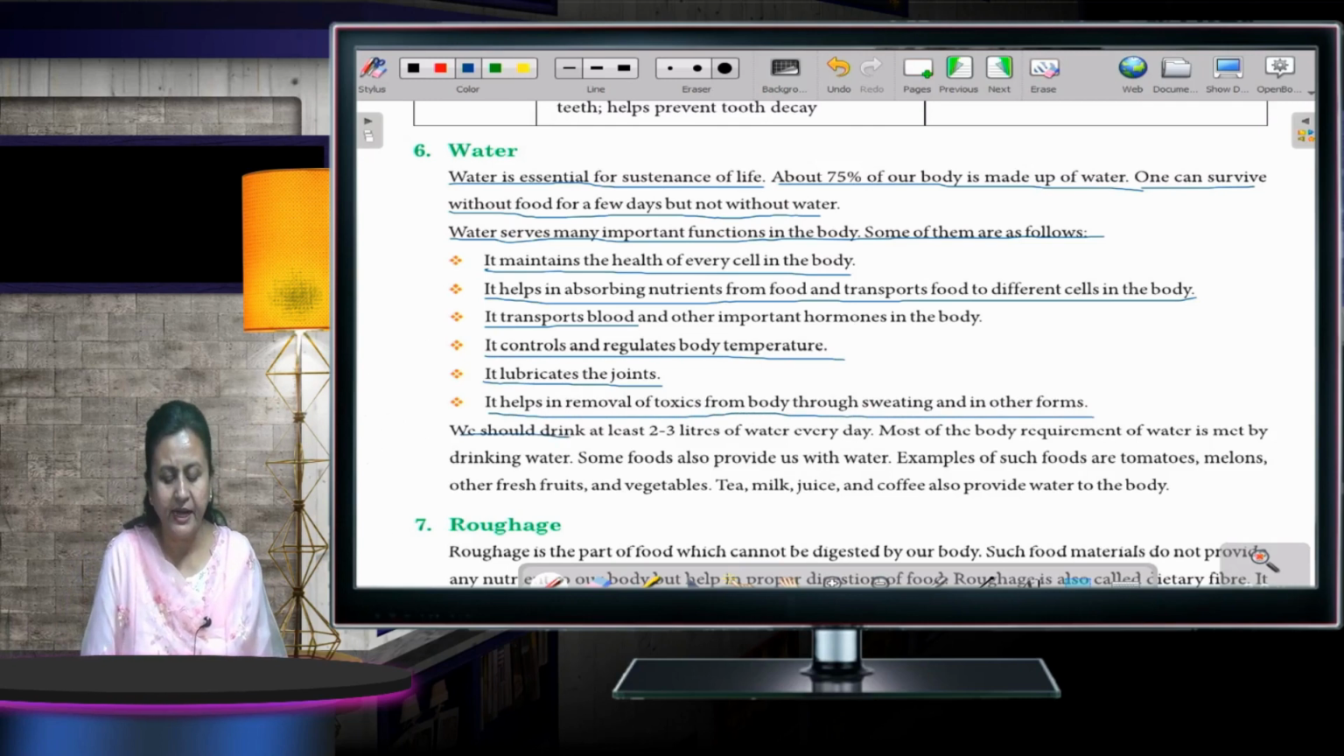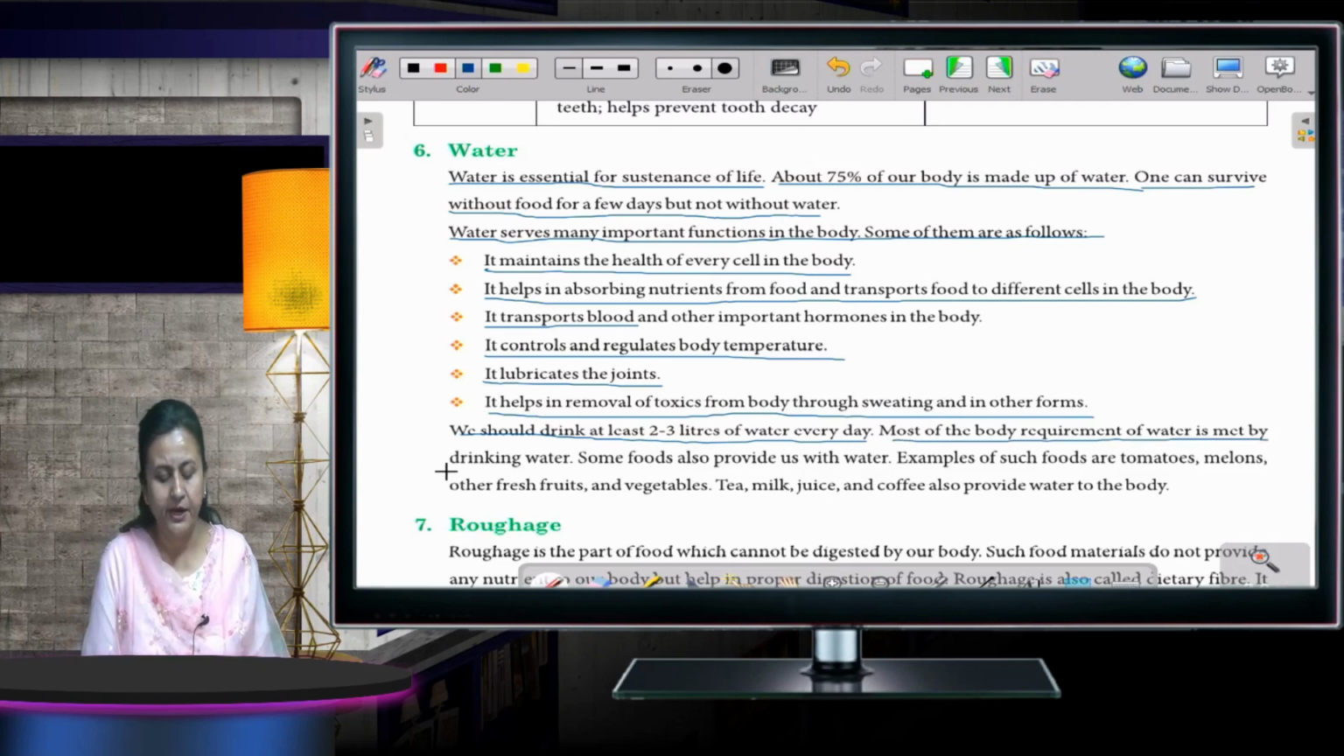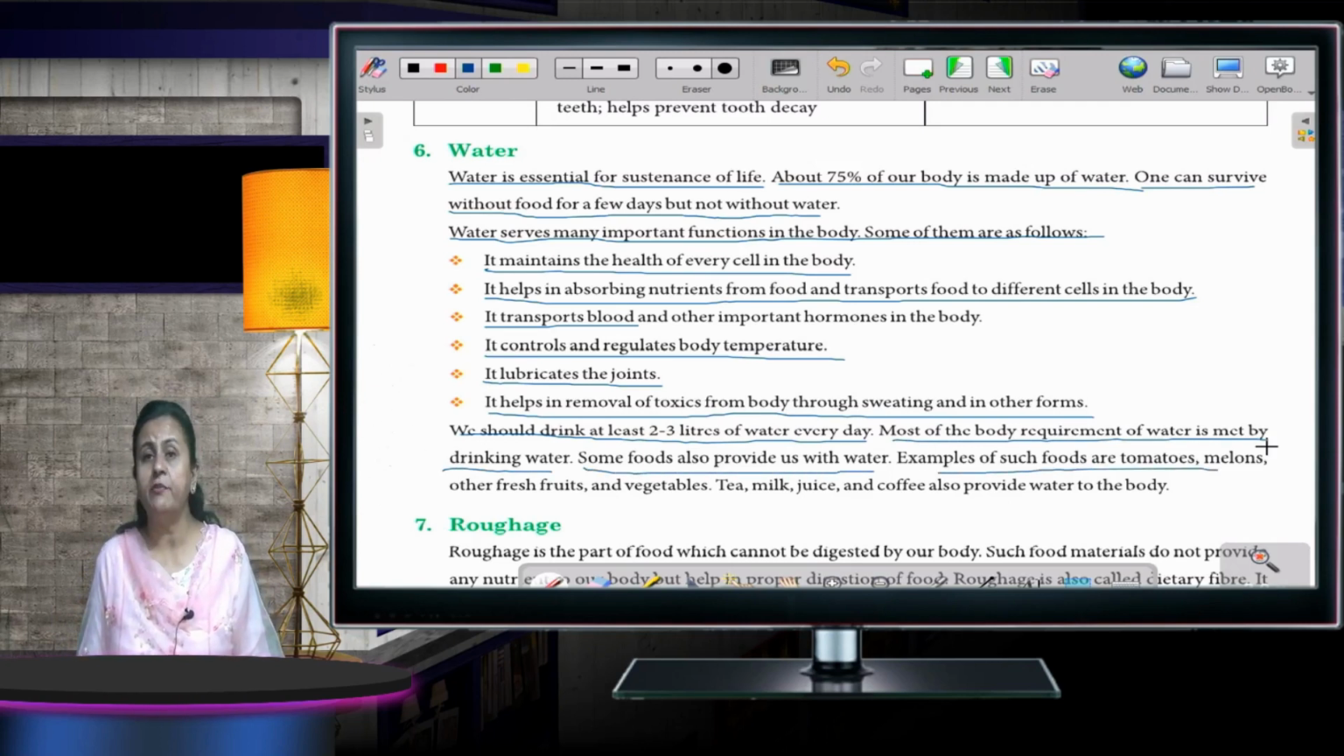We should drink at least 2 to 3 liters of water per day. Most of the body's requirement of water is met by drinking water. Some foods also provide us with water. Examples of such foods are tomatoes, melons and other fresh fruits and vegetables. Tea, milk, juice and coffee also provide water to the body.